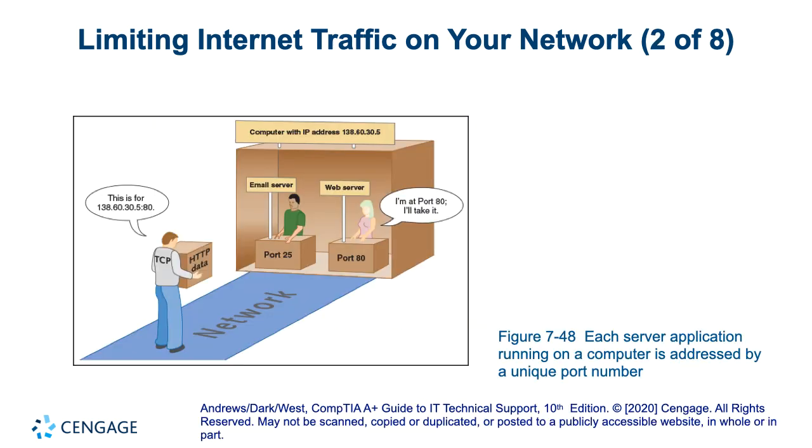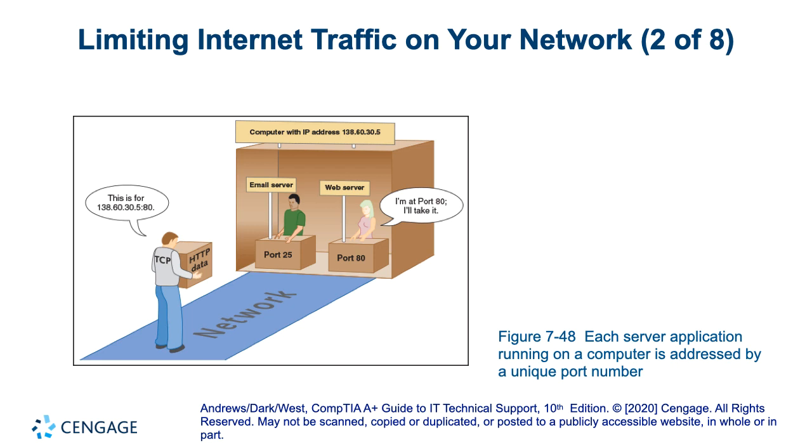Each application on a computer is assigned a unique port number. Each application that has access to the networks, any network application, will be assigned a unique port number. And there are some well-known, well-defined ports that are used, because there are only 65,536 ports available on any computer.